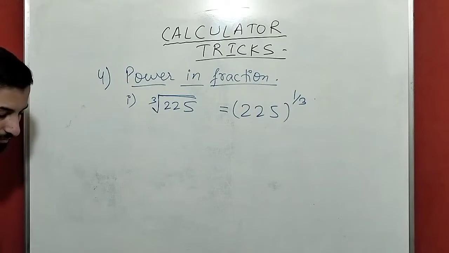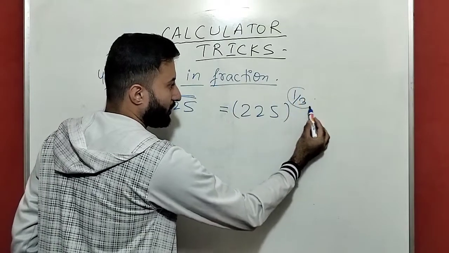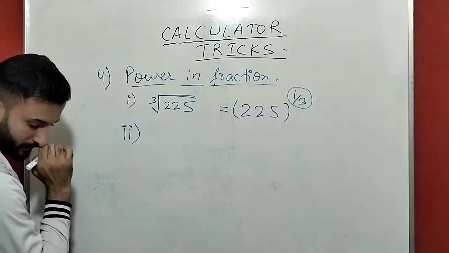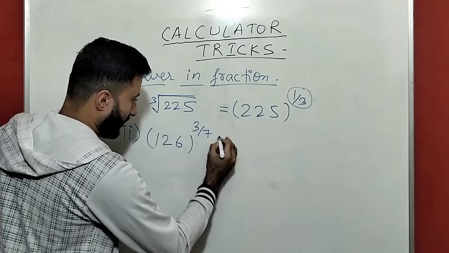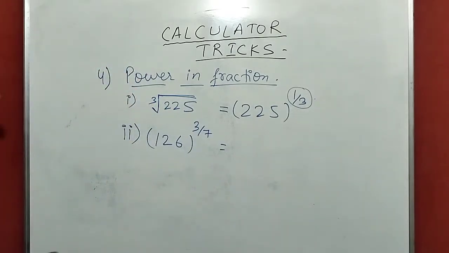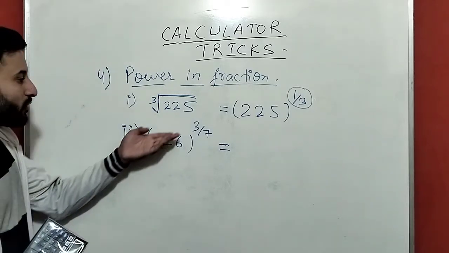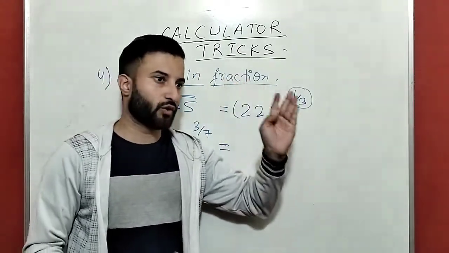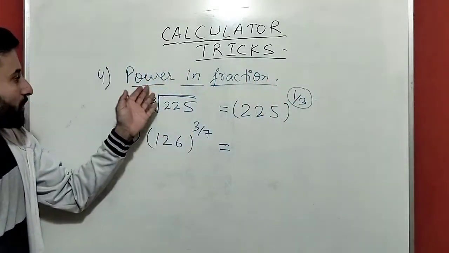That's what I am saying, power in fraction. You can see the power is given in fraction, like this: 126 power 3 by 7. So how are you going to find these types of sums? We have seen the square root, the cube, and so many powers. Now the cube root, or also the power in fraction.